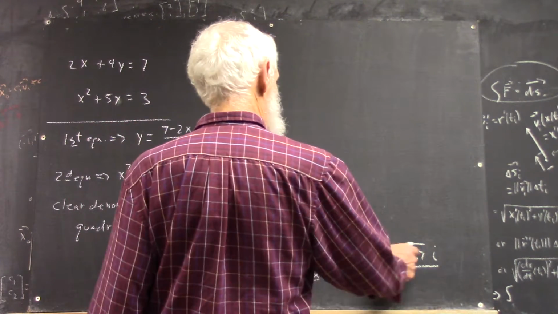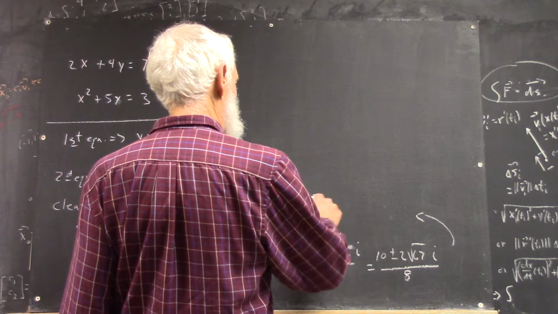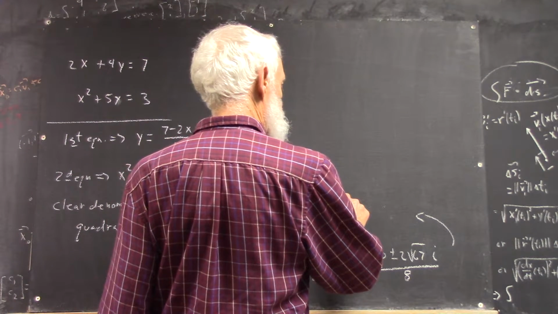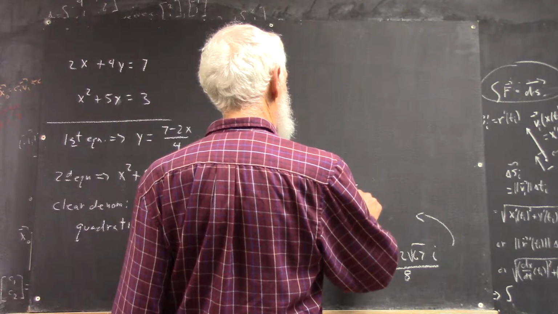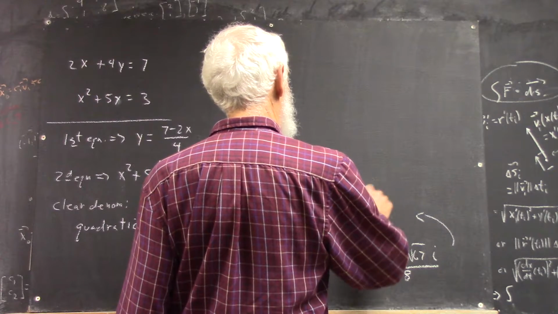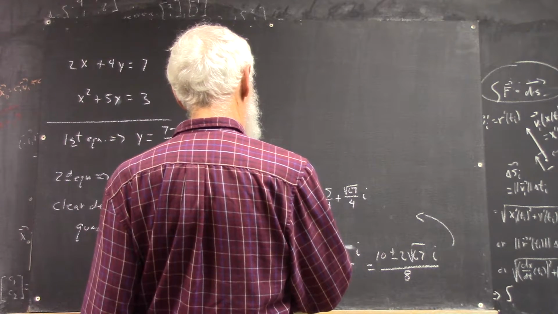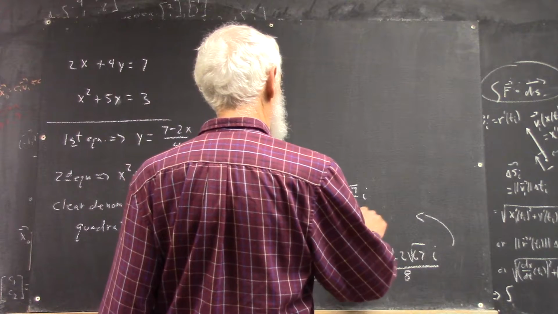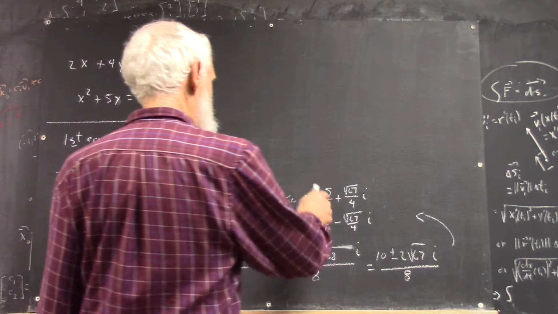So, x equals 5/4 plus the square root of 67/4 times i, and x equals 5/4 minus the square root of 67 over 4 times i.